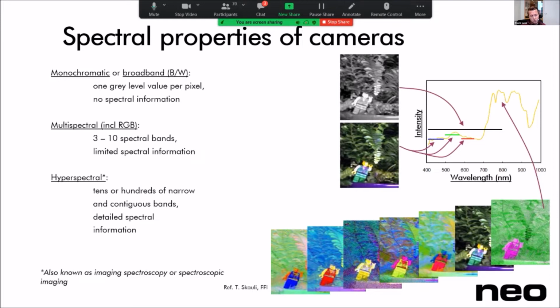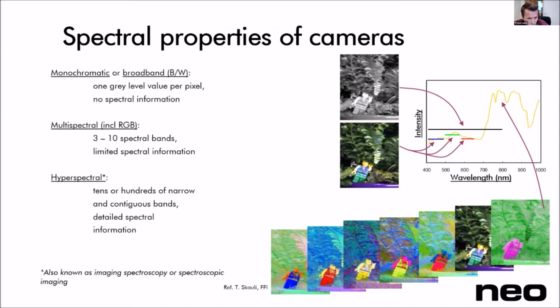The definition between multispectral and hyperspectral is a continuous discussion. There is an ongoing standardization project, IEEE P4001, where we are trying to define where the limit between multispectral and hyperspectral goes.